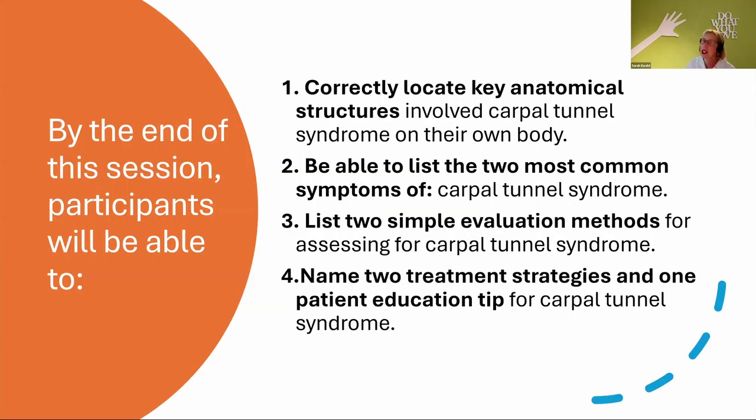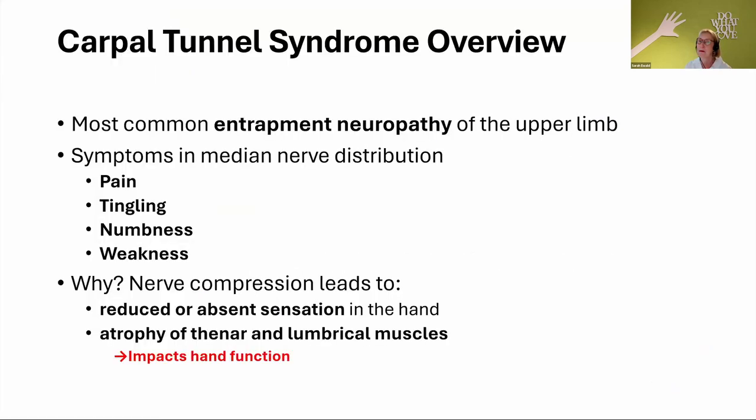By the end of this discussion, I did set up some aims as asked to do so. You should be able to correctly localize key anatomical structures on your own hand. As we go through this, you might want to find these things on your own hand so you're familiar with them. I hope you're able to list the two most common symptoms of carpal tunnel syndrome and have two simple evaluation methods to go by so that you can correctly identify this, and name at least two treatment strategies and a patient education tip for carpal tunnel syndrome.